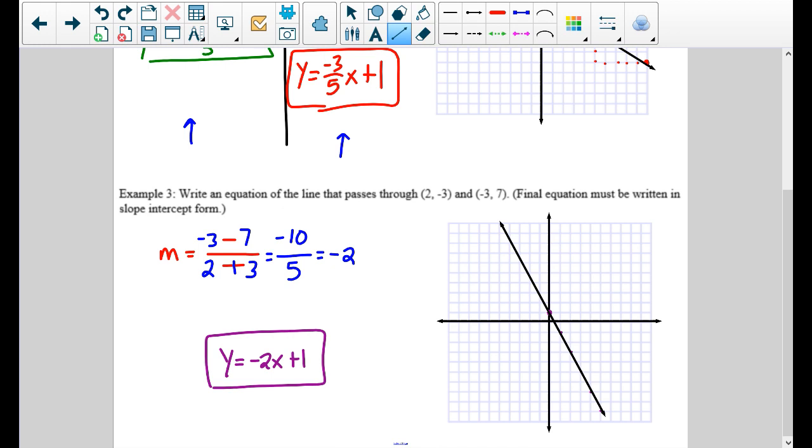Alright, so that is equations, part 1. You can see the homework down on the right side there, 2-4 worksheet. For later.